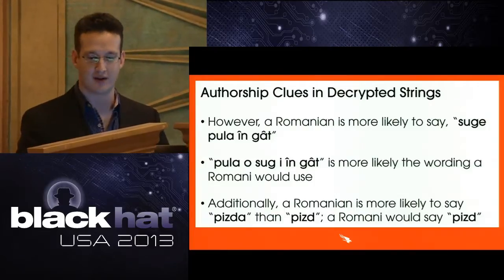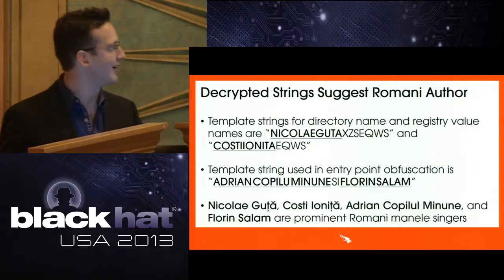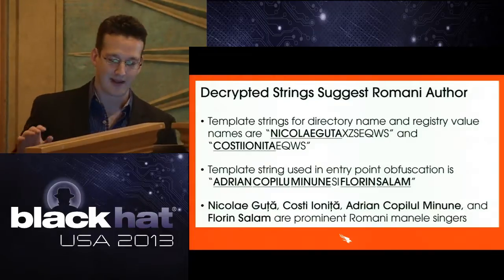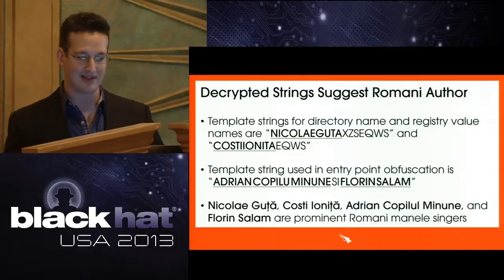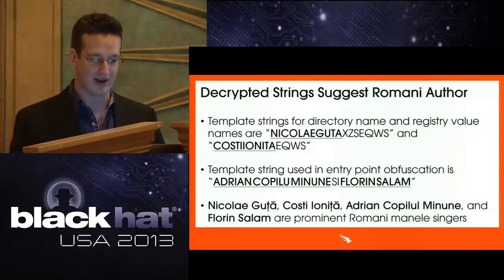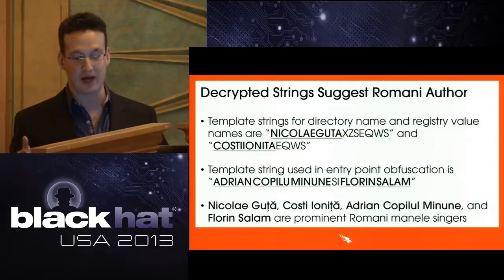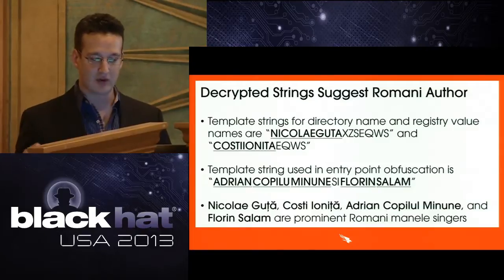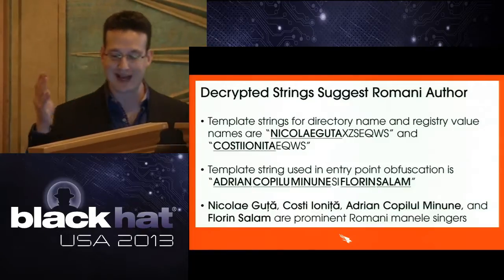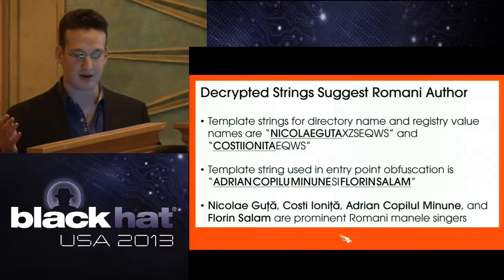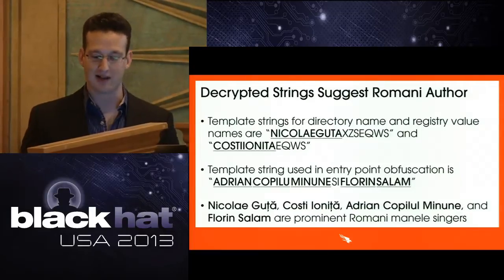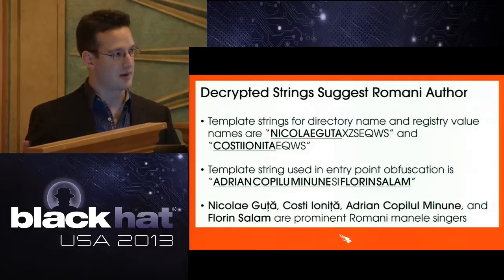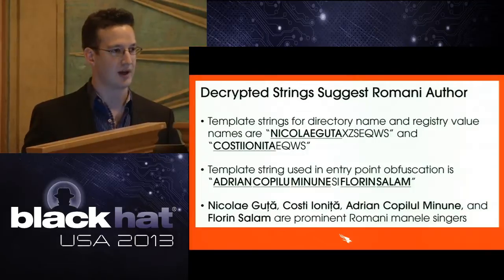There's actually another set of strings that strongly suggest a Romani author. So the template strings for the directory name and registry value names are Nikolai Gutsa, XZ-SEQWS, and Kosti Ionitsa, QWS. And the template string used in entry point obfuscation is Adrian Copilul Minune Si Florin Salam. And all four of these guys are Manolay singers, very prominent Romani Manolay singers. Again, further suggesting that the malware appears to have been written by someone who is Romani and or likes Romani culture a lot.